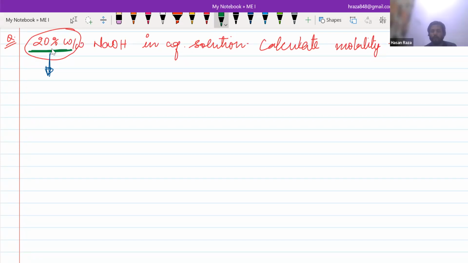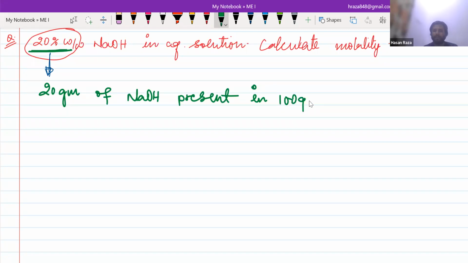What did you write about this? Sir, it is the mass of NaOH. Only this information you got from here. Yes, sir. The mass of NaOH is 20 gram and the mass of solution is 100. So why are you not able to write it the way I'm writing from the last two questions? 20 gram of solute, that means NaOH, present in 100 gram of solution. Is it tough to write it? You don't want to write this sentence?